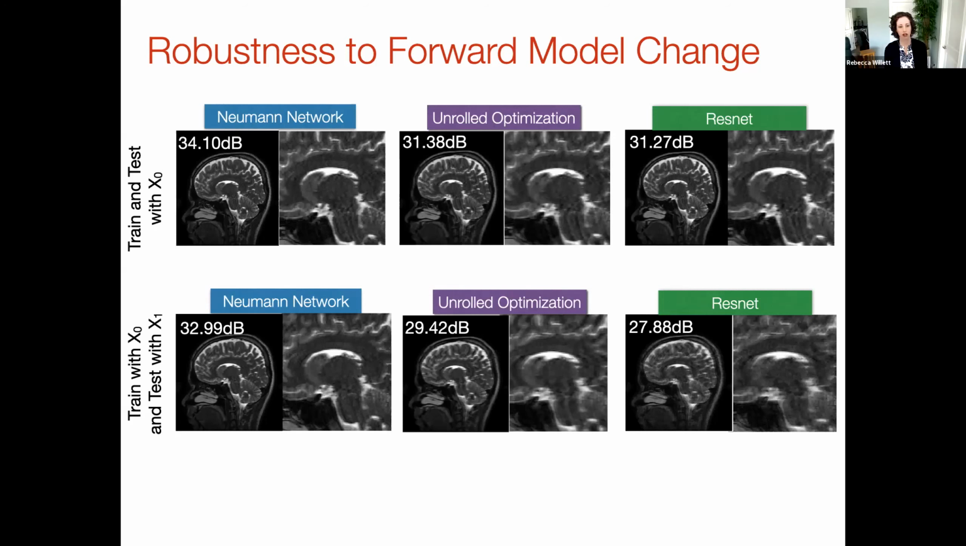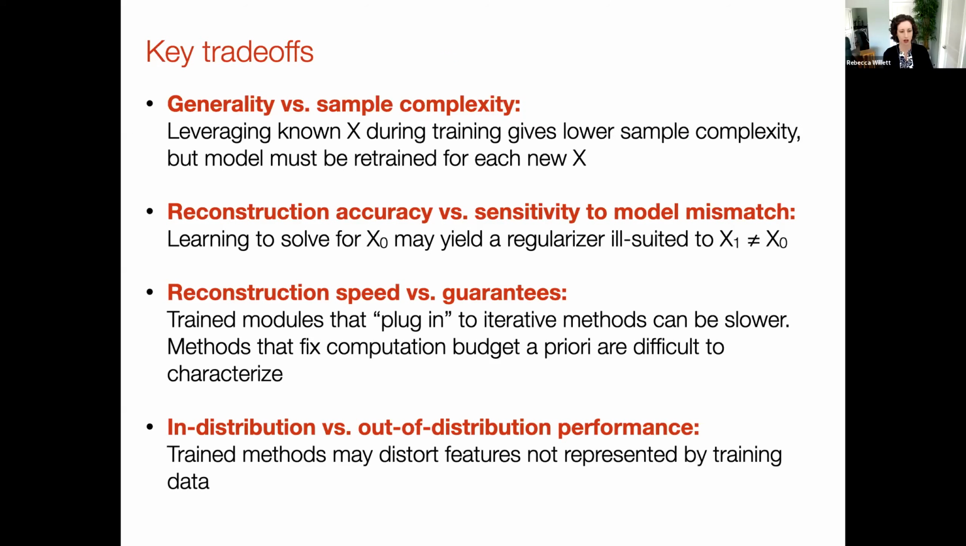Another key trade-off is reconstruction speed versus performance guarantees. So things like the Neumann network would set the number of blocks to be some fixed number in advance. And typically that number is between 5 and 10. And that's the secret to them being as fast as they are.